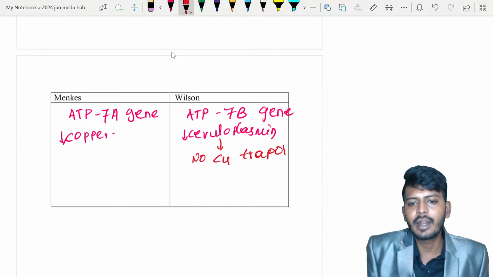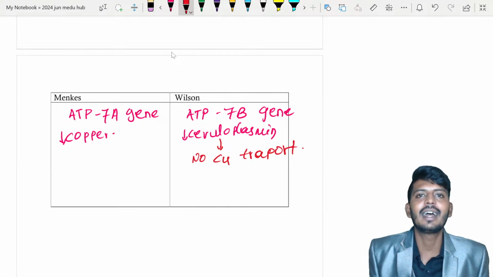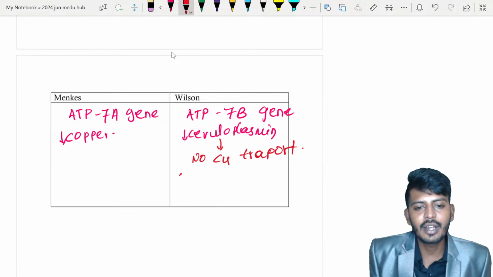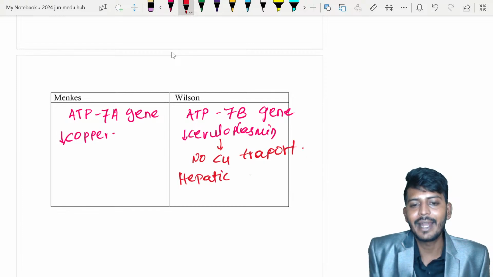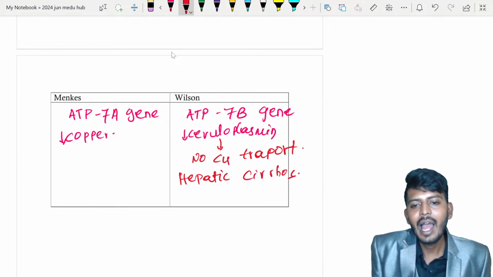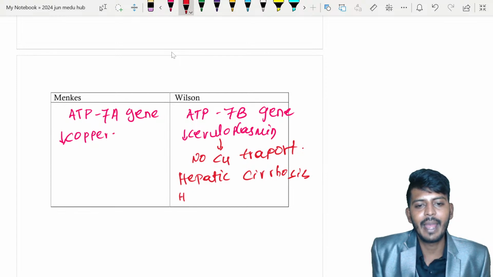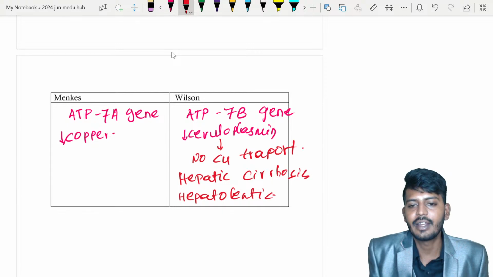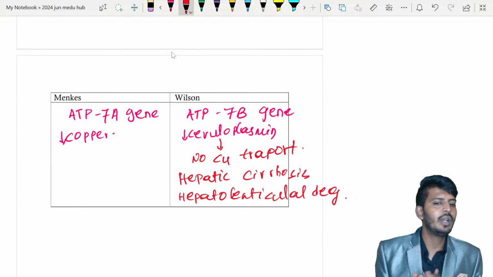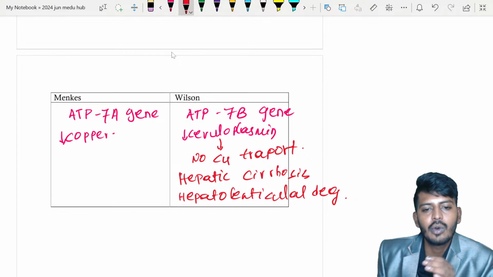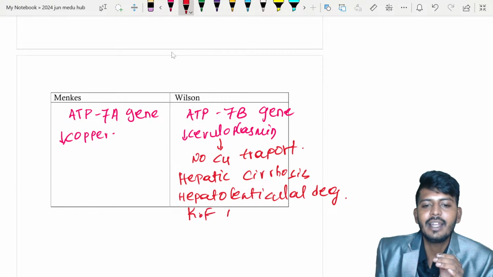If there is no copper transport, then it will lead to what is that? It will lead to accumulation of copper, such as in the liver, that is hepatic cirrhosis. So hepatic cirrhosis हो सकता है. Along with hepatic cirrhosis, patient can have hepatolenticular degeneration, and along with the hepatolenticular degeneration, patient can also have one of the most important things, that is a KF ring. What is that? KF ring.